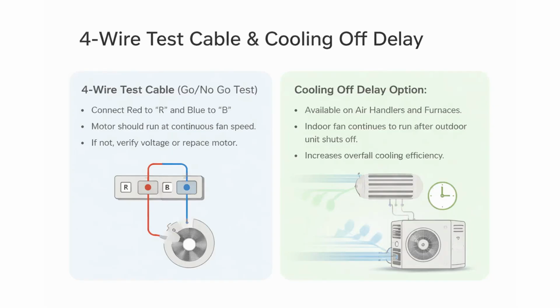If you don't have the full troubleshooter board, you can perform a quick go, no-go test using a 4-wire test cable. By simply connecting the red wire to R and the blue wire to B, the motor is commanded to run at continuous fan speed. If it doesn't, and you have verified your voltages, the motor has failed.